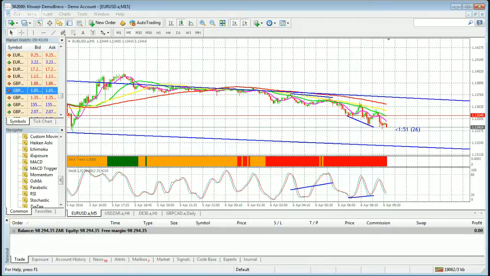Beautiful, beautiful system, because what it does is it shows us when it's trending bullish or bearish and when it's consolidating.